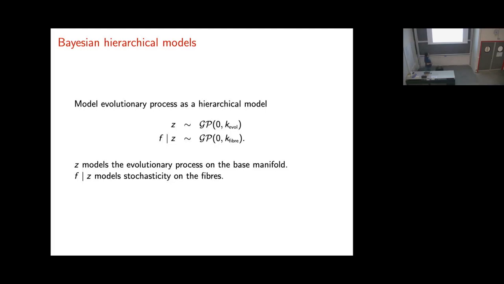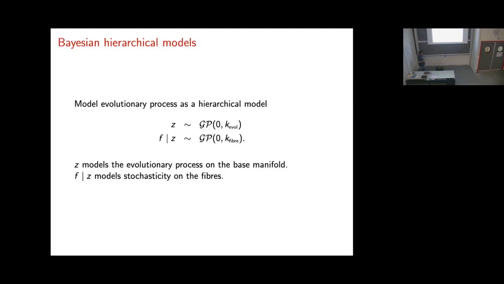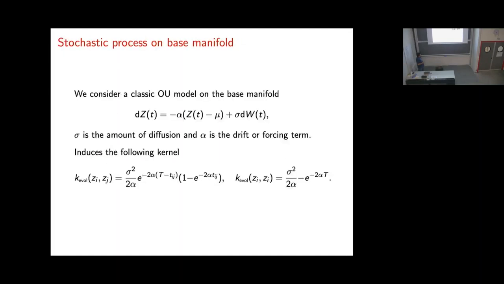So, let me show you. The picture I want you to have is that evolution is going on on the base manifold, and you have these shapes that live on the fiber. What I'm going to argue, and I'll show you mathematically, formally why, is that you can think of this as a Gaussian process. There's a random variable z that's a Gaussian process with an evolutionary kernel on the base manifold, and then conditioned on z, where you are on this base manifold, there's another Gaussian process that's modeling the fiber. This is a Gaussian process we're going to think about on base manifolds.